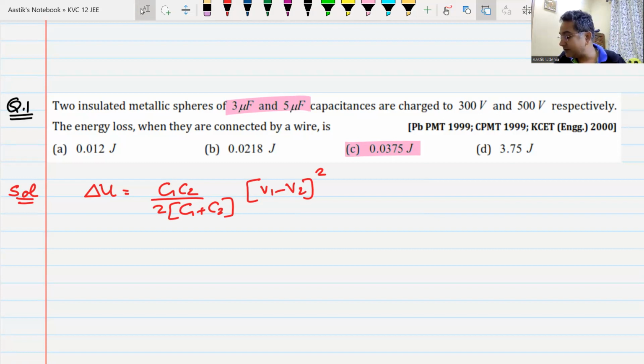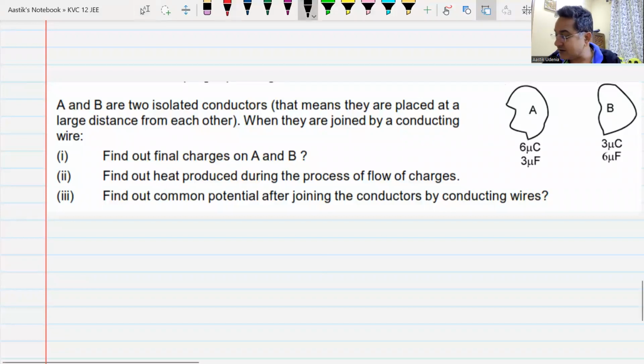Shall we move ahead in life? Yes, sir. Okay, please be careful that whenever you have capacitance, you have microfarad and nanofarad and picofarad. So be very careful about those units that are coming. And this is the next one in line.